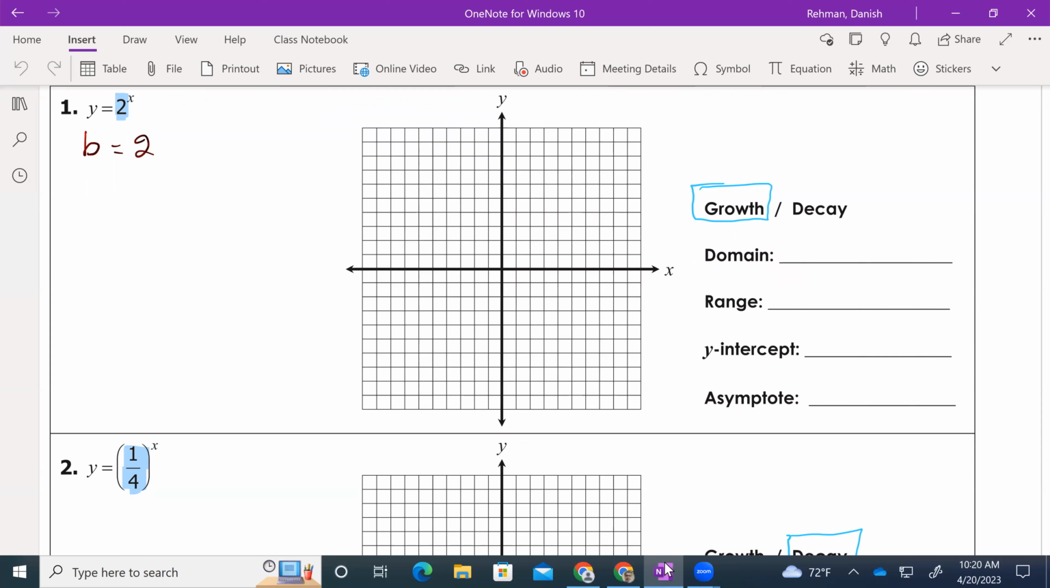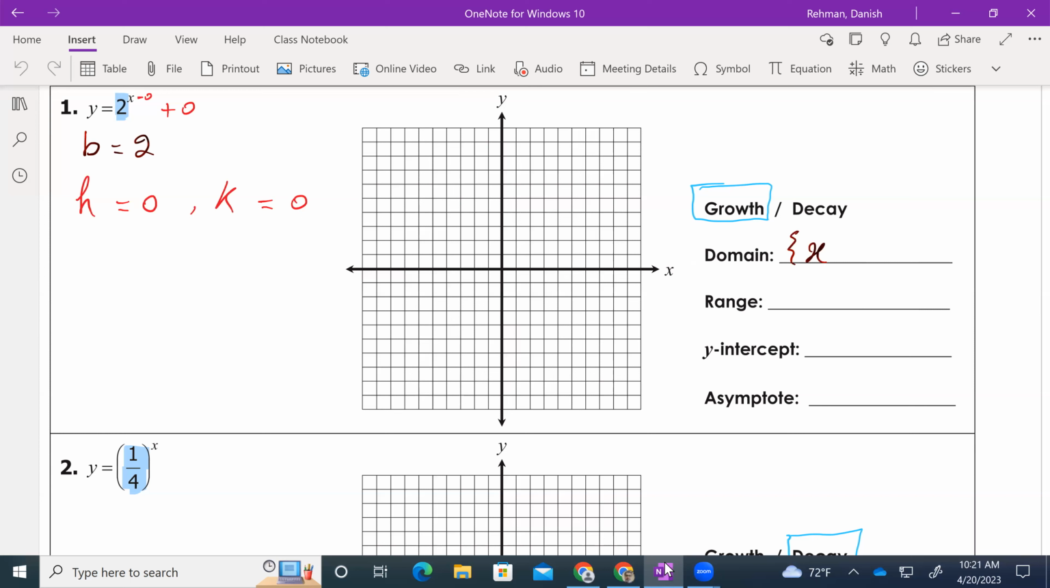Now what's the h here? 0, because it's not mentioned. h should have been somewhere over here. It's 0. What's the k here? 0. So k is also 0. Now the domain. Domain is easy for exponential functions. It will always be all real numbers. Domain is all real numbers.